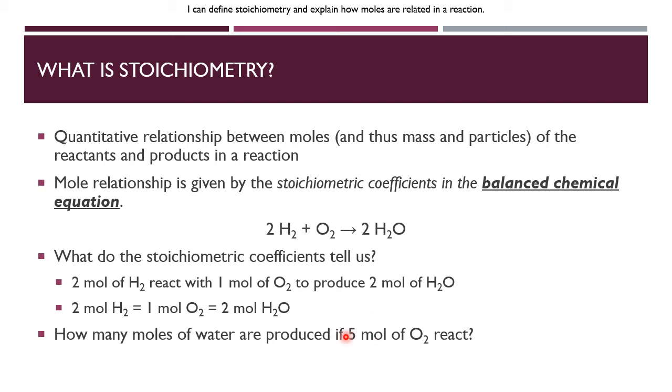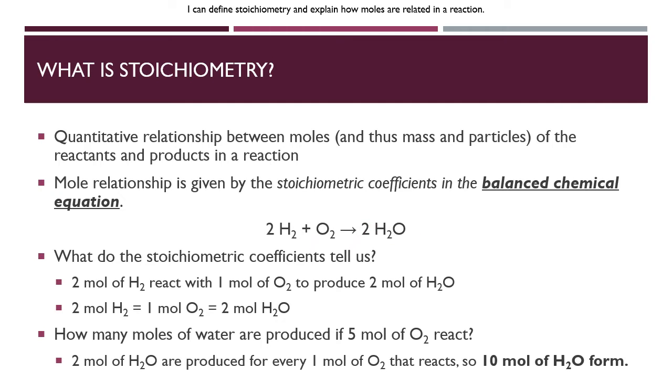So if 5 moles of oxygen react, if I had 5 moles of the oxygen, I'm going to get 2 moles of water for every 1 mole of oxygen. So if it's 5 moles of oxygen, I will get 10 moles of water. So 2 moles of water are produced for every 1 mole of oxygen that reacts, so 10 moles of water form, because it's that 2 to 1 ratio.